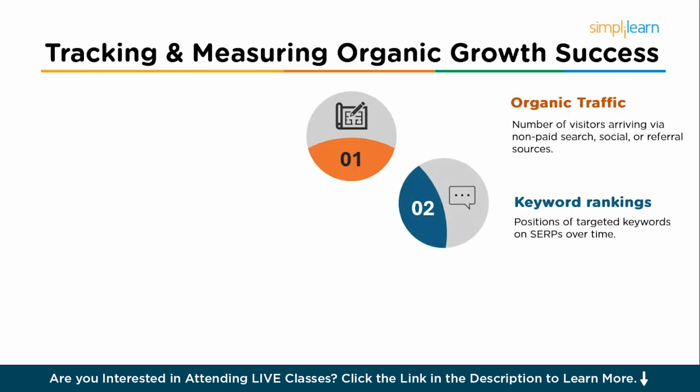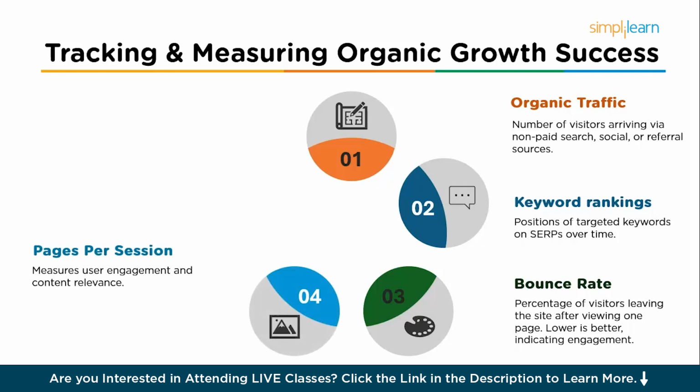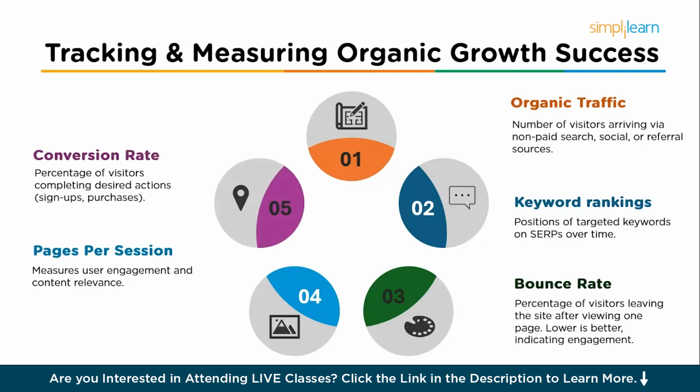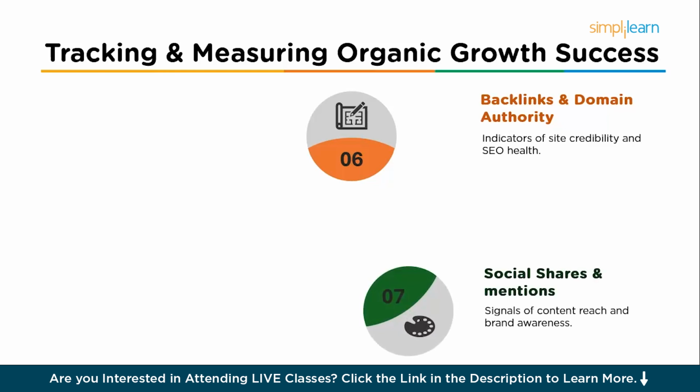Keyword ranking, position of targeted keywords on SERPs over time. Then bounce rate, percentage of visitors leaving the site after being on one page. Lower is better, indicating engagement. Then pages per session, measures user engagement and content relevance. Then conversion rate, percentage of visitors completing a desired action. Then comes backlinks and domain authority, indicators of site credibility and SEO health. Then comes social shares and mentions, signals of content reach and brand awareness.